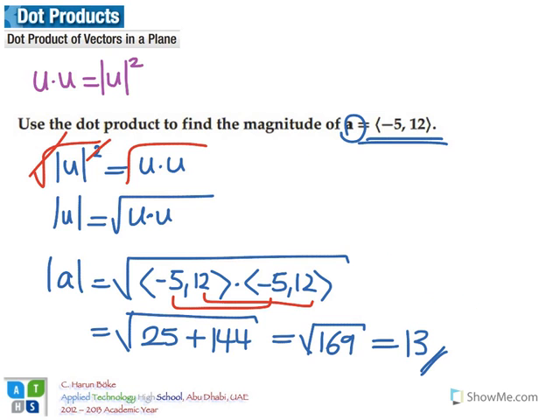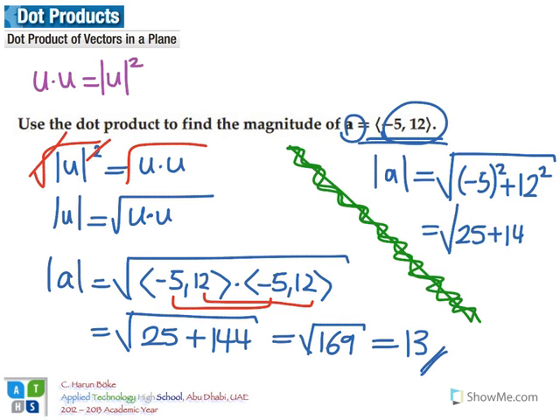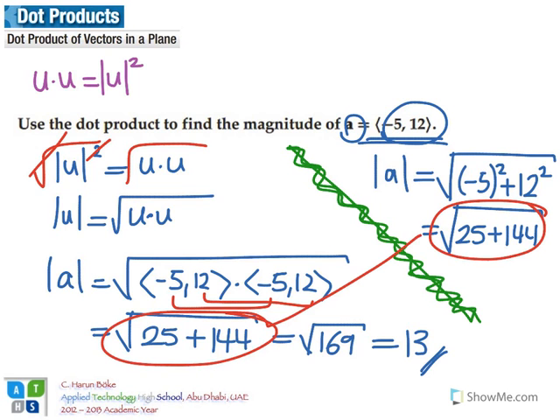On the other hand, remembering that we find the magnitude of a from the component form as the square root of the sum of the squares of the coordinates, -5 squared plus 12 squared. Well, actually, we also get here 25 plus 144, as in this step, see, they are the same. So actually, that's the relation between the dot product and the magnitude. So we go through the same steps after all when we find the magnitude from the formula. So they are the same. That's what I want to mention here.